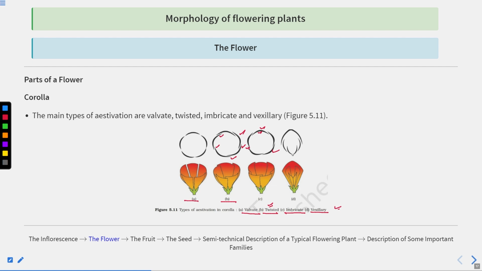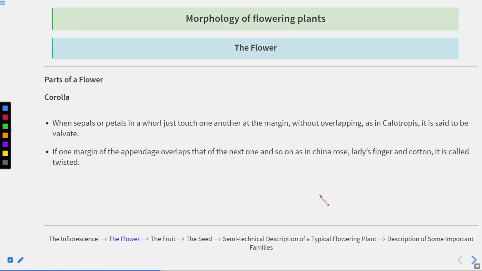Vexillary is a very different type. The petals are sometimes joined together. This is a joined one, these are joined ones, and this is the wing type, and this again is a joined one. So this is a very different type of estivation, called vexillary. Let us see this in detail.